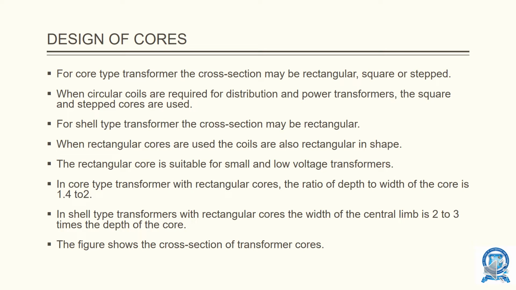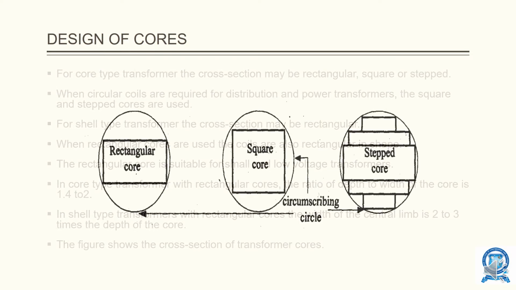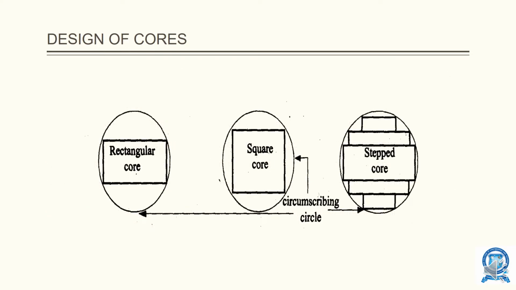The following figure shows the cross-sectional view of transformer cores. As I told, there are three types: rectangular, square, or stepped, which is otherwise called a multi-step core. The circle we usually name the circumscribing circle. While solving problems, most of the time we use this diameter to obtain the data for core design.